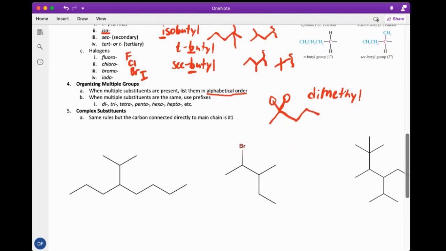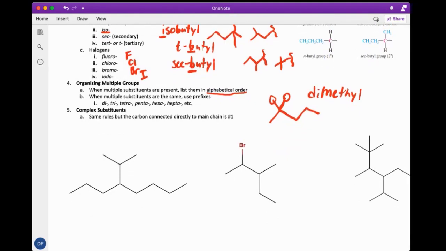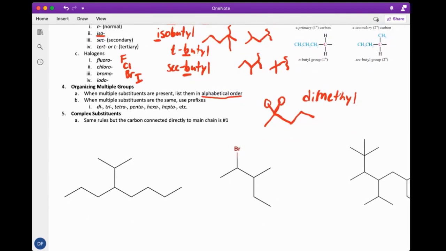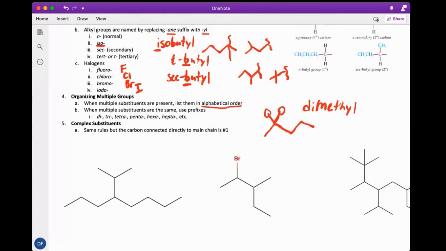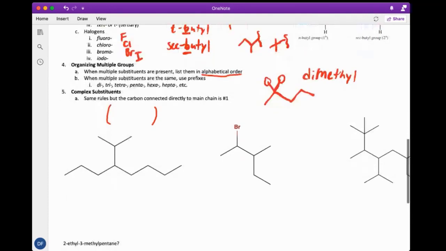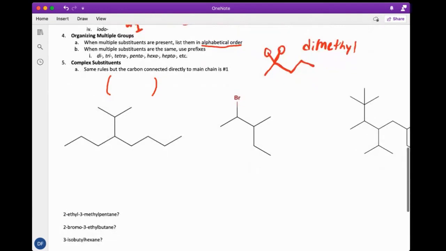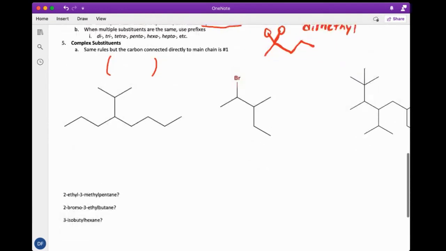And then for complex substituents, it's basically another main chain. You do it all over again, except that you have to put parentheses around it. It's as if you're naming another main chain within a main chain. That makes sense. So for here, I'll do a quick example.